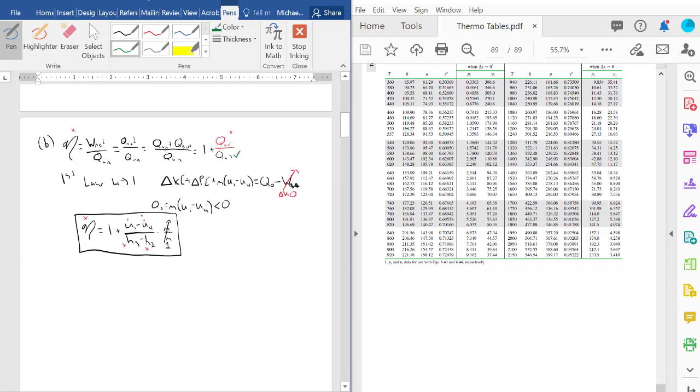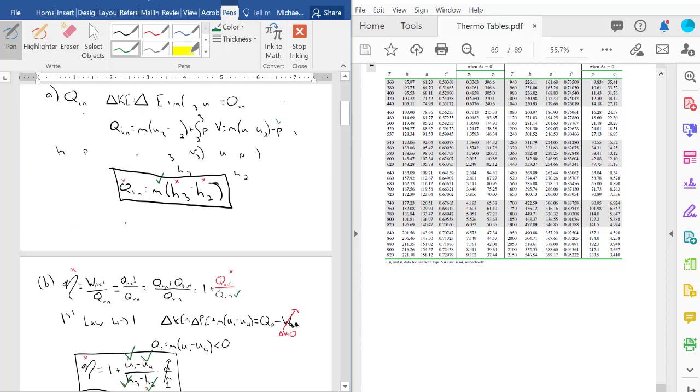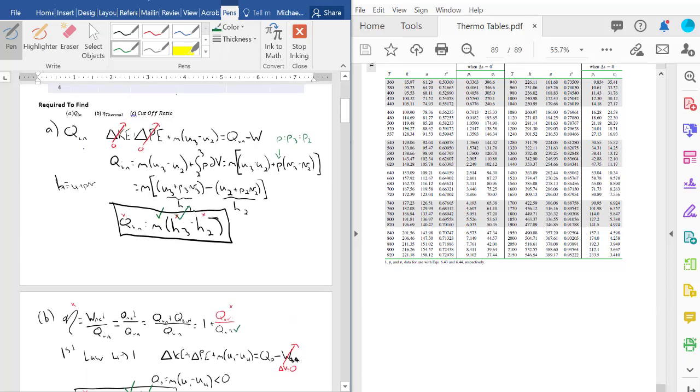Over here, we found the U's on the vertical line, U1 and U4, and we found the H's on the horizontal line, H3 and H2. So I can use that information to find the thermal efficiency. And then over here, I found H3 and H2. So now I can find the heat transfer that goes into the cycle. So that's enough to get numerical answers for the problem.